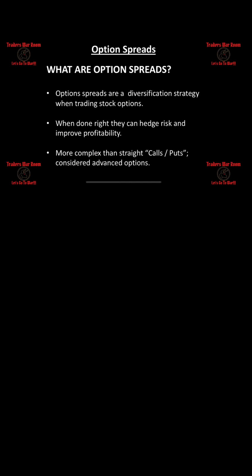So first things first, what are option spreads? Listen, option spreads are a way to diversify strategy when trading stocks and options. When done correctly, they can hedge a lot of risk and improve profitability. But they're more complex than straight puts and calls, which is why you have to know what you're doing beforehand. I always suggest trying it out before you go in heavy, on something simple that you're not really intending to make a lot of money on, just getting your feet wet so you understand the process.